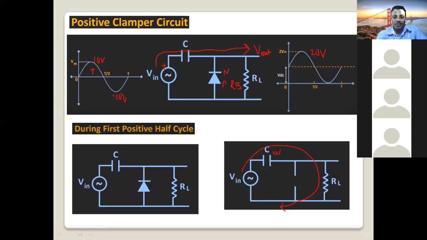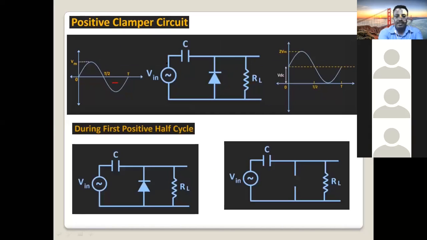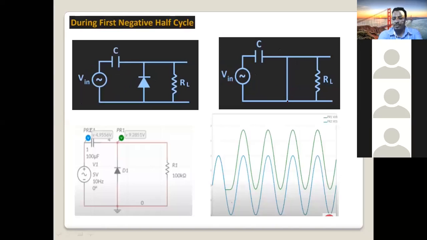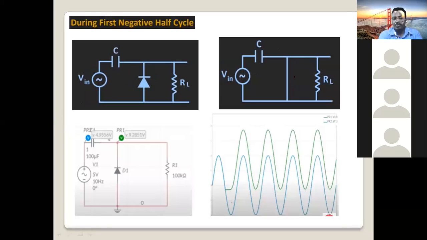Now, what will happen when the input is in the negative half cycle? This will be negative. So negative is connected to what? The N side. Negative to negative, what will the diode be? The diode will be forward biased. When it is forward biased, what will happen? It is on. When it is reverse biased, we said it is off. When it is forward biased, it is on. So what will be the output now, here?